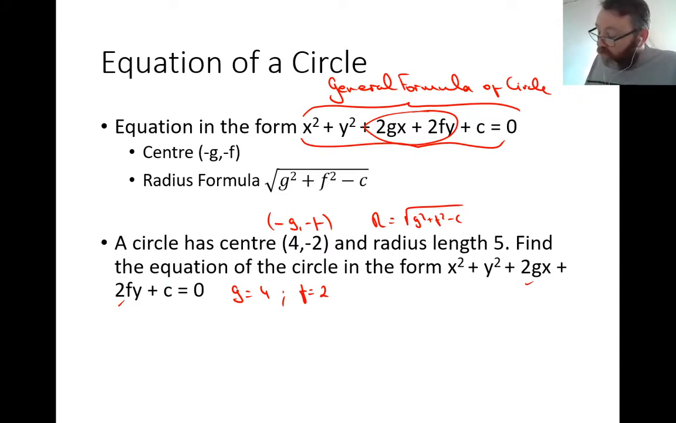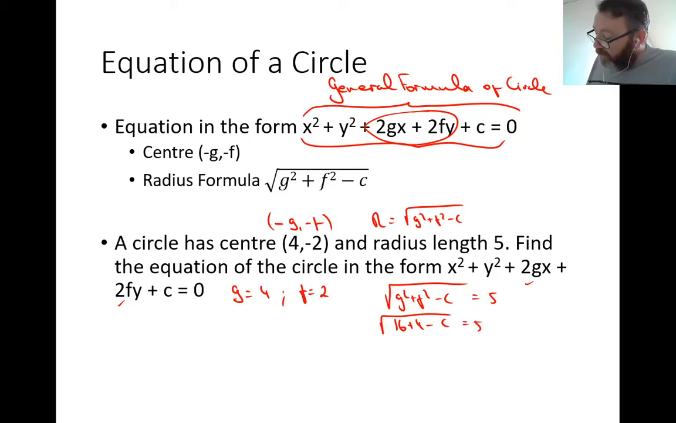But here's what I know. The radius length is 5. Now, because we're dealing with this form of the equation, that means that the radius, the square root of g² + f² − c, is equal to 5. So I'm going to fill in g and f because that's all I do know. I have to work out the value of c. g² is 16 because it's 4 squared. f² is 4. So the square root of 16 + 4 − c is equal to 5.